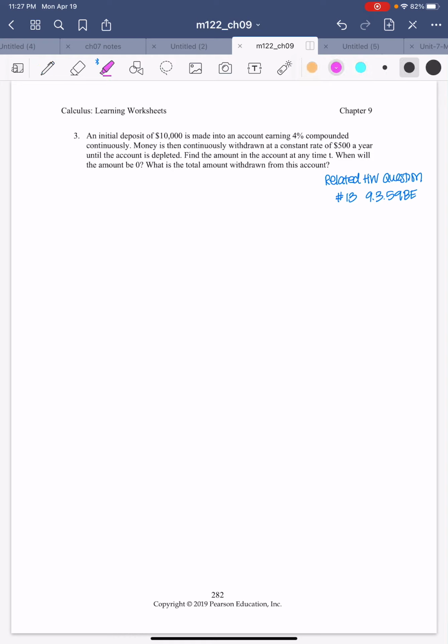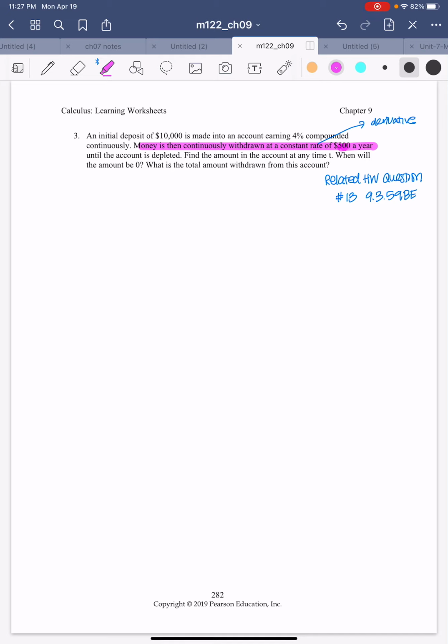So we have a couple things. The money is withdrawn at a rate. You see the constant rate. In other words, when we talk about the rate, that's a derivative function. At $500 per year. So subtracting. Find the amount in the account at any time t. When will the amount be $0? What is the total amount withdrawn from the account?